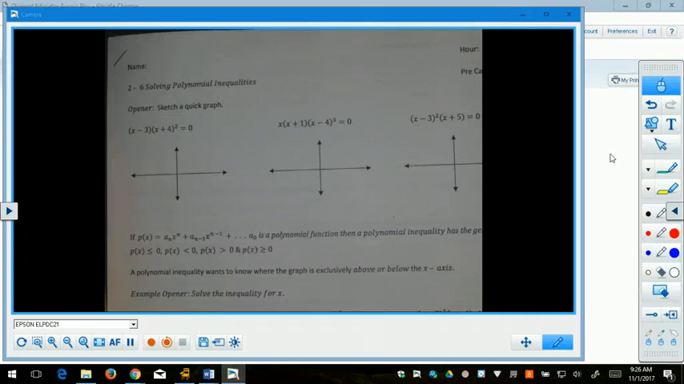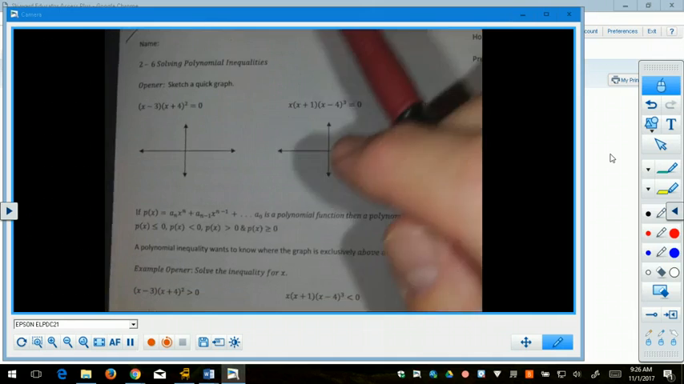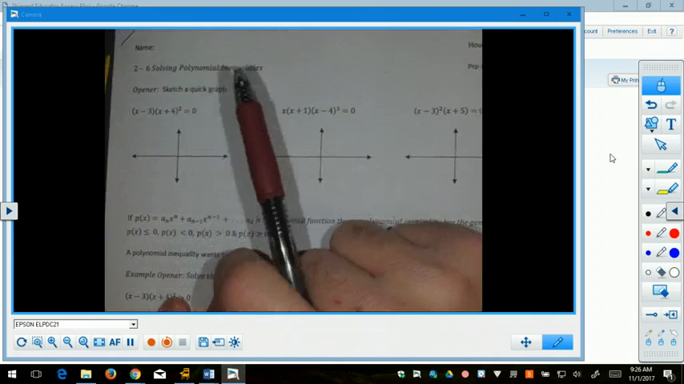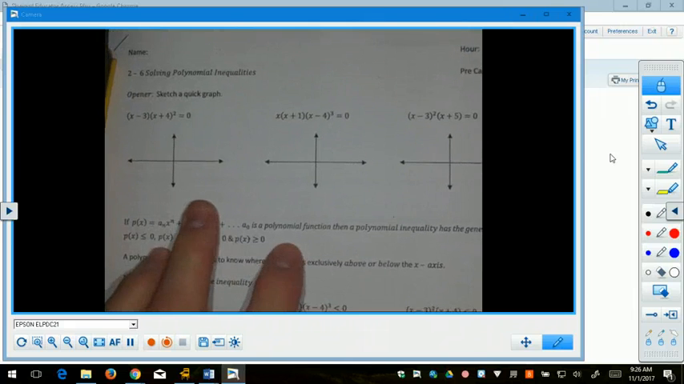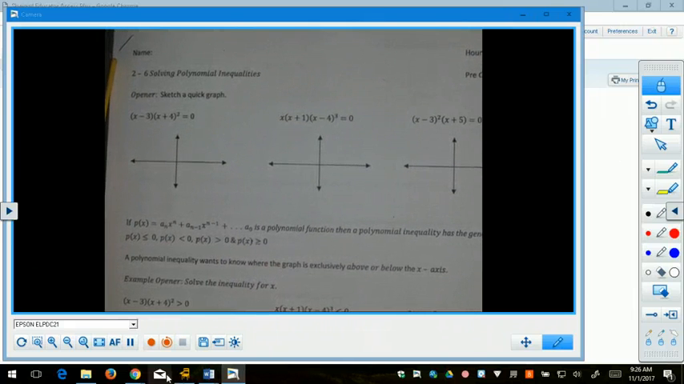So the goal is for you to be able to do those without a calculator in case you saw something like that on the non-calculator portion of the SAT. But knowing what you know about multiplicity, and yay for you, it's already in factored form, do a quick sketch of those three graphs.